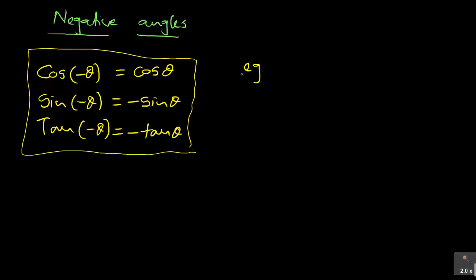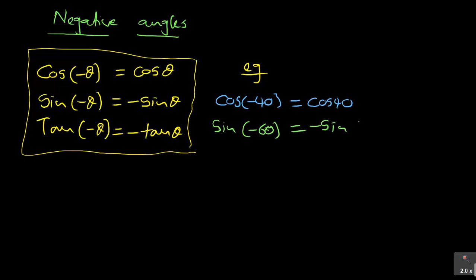So this is the first part of the reduction rules that you need to remember. For example, if I'm given cos minus 40, it will be positive cos 40. But if I'm given sine minus 60, it will be negative sine 60. And if I'm given, for example, tan minus 45, this will be negative tan 45. So that is what I mean when I say negative angles in that case.